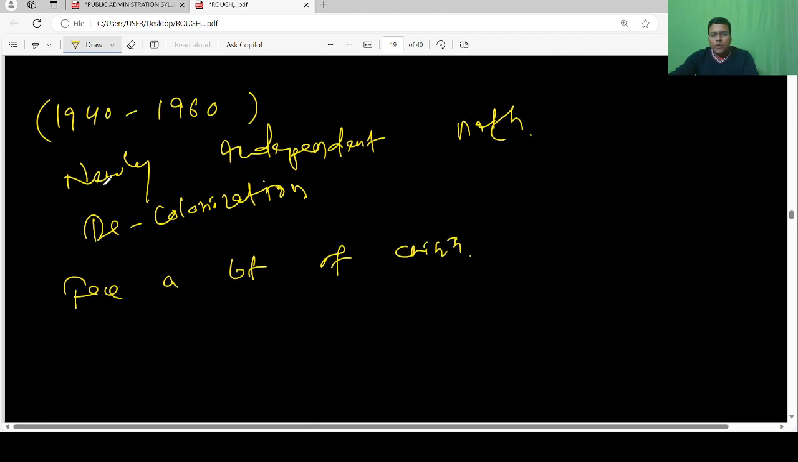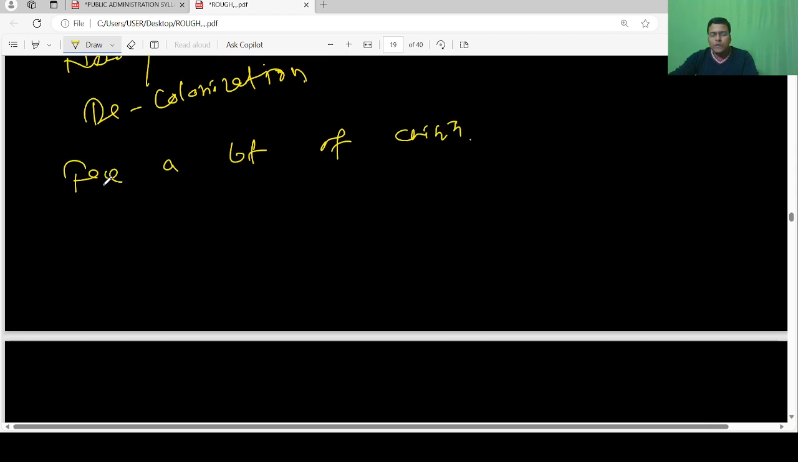Okay. So newly independent countries, after decolonization, faced a lot of crises. Already we have discussed this under comparative public administration. A lot of crises, a lot of problems: the problem of poverty, unemployment, hunger, malnutrition, poor health, poor education, poor infrastructure, and instability.